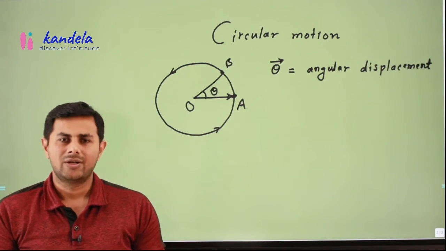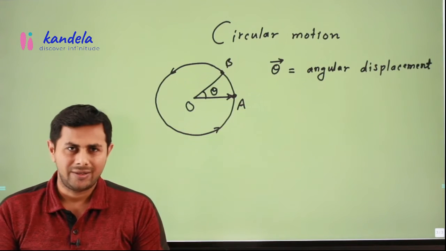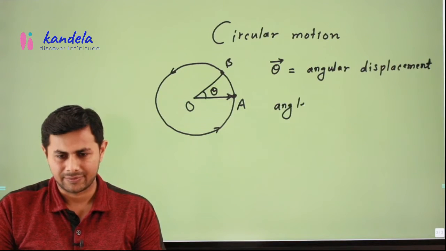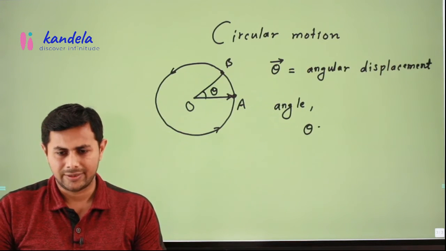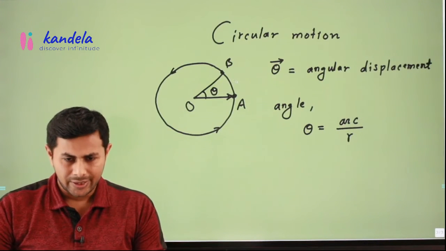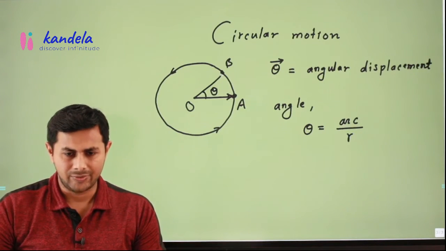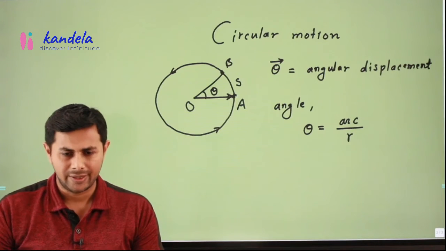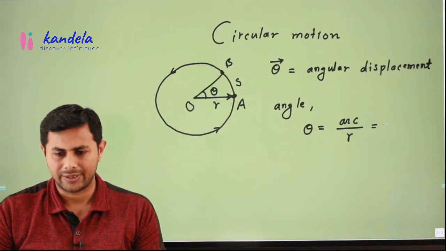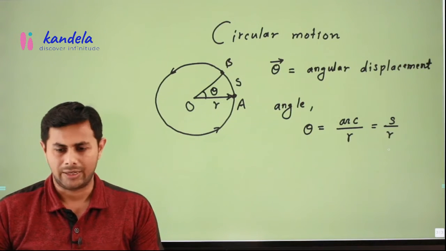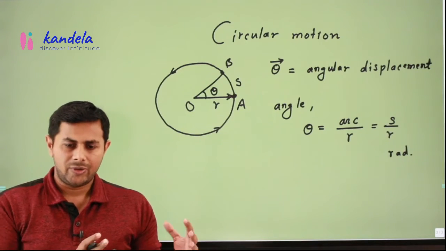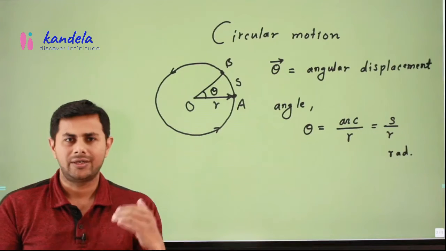Okay, so how do we find the magnitude of an angle? In SI unit, angle is defined as arc upon radius, right? So the length of this arc from A to B is suppose S, the radius of the circle is R, then theta is equal to what? S divided by R. And what will be the unit of this? It is radians. So this is about magnitude. Magnitude we find using arc divided by radius.